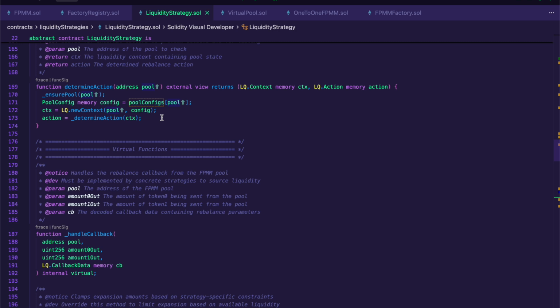And then we have the CDP liquidity strategy, which does the same thing, but instead of having a reserve, it uses a Liquidity v2 CDP deployment to both expand on the debt token side of the FPMM as well as contract and get additional collateral into that FPMM.